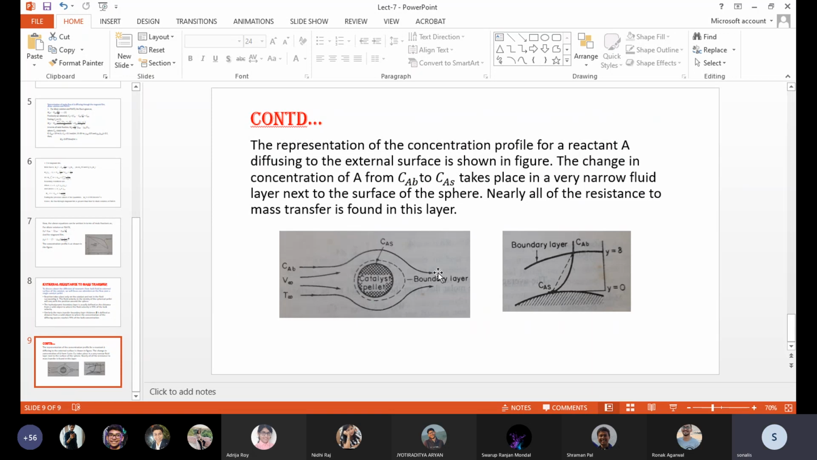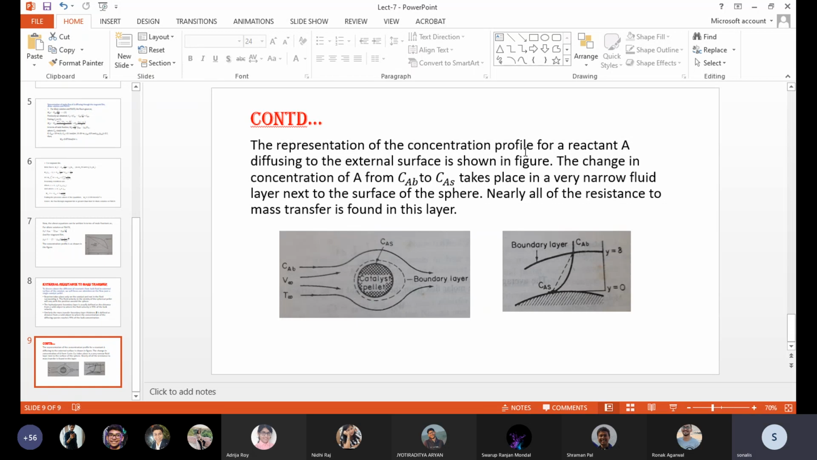See, this is the catalyst pellet, and CAB is the bulk concentration, CAS is the concentration on the catalyst surface, and this is the boundary layer, oval type. Here you see the y-axis, where y is equal to 0 and y is equal to delta. In the boundary layer the concentration decreases. CAB comes down to CAS, which is the minimum concentration at y is equal to 0.